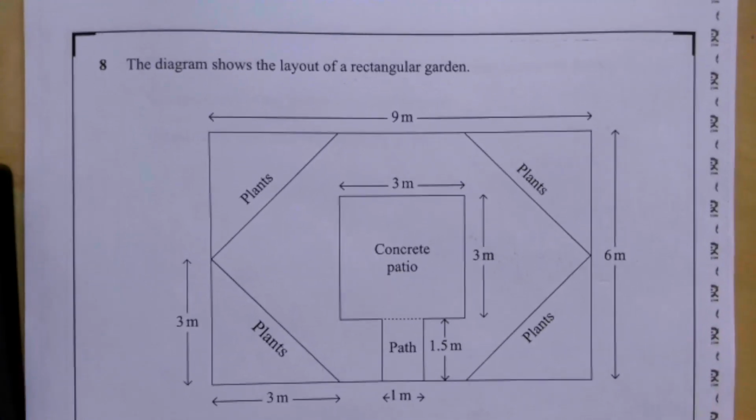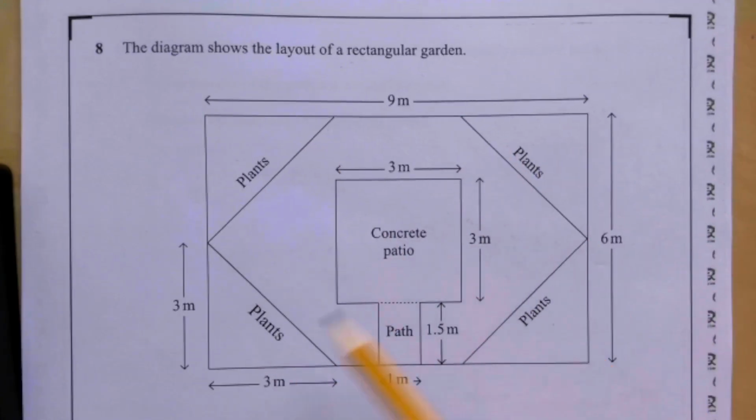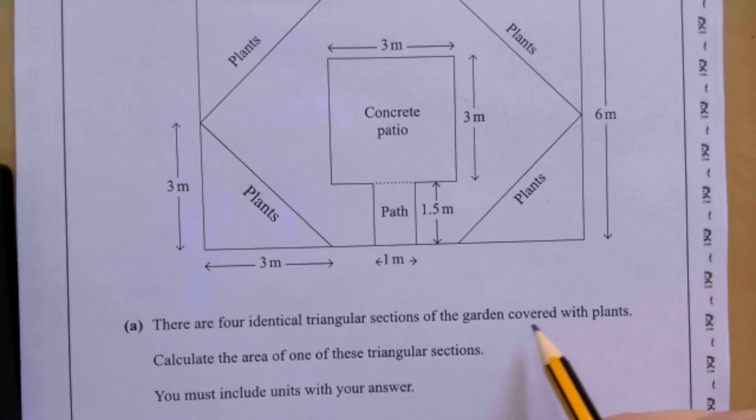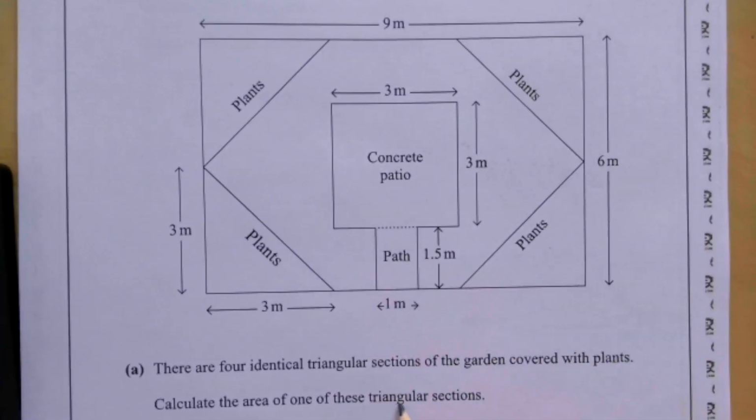The diagram shows a layout of a rectangular garden: plants, plants, plants, plants, concrete patio, and distance. There are 4 identical triangular sections of garden covered with plants. Calculate the area of one of these triangular sections. You must include units with your answer.